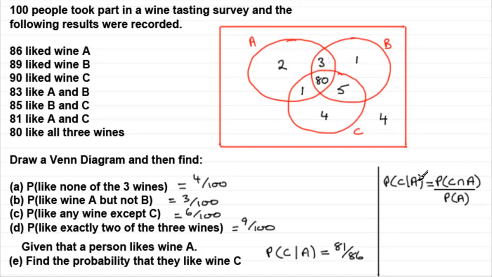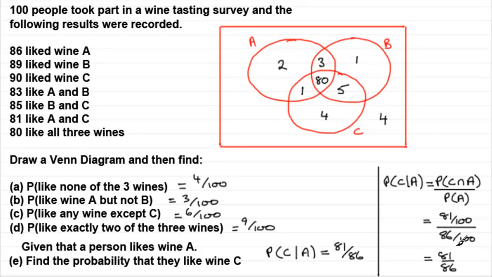And we know that the probability of both events occurring, C and A, has to be, where is it, C and A, that's these two here, okay, this overlap. It's 81 out of 100. You've got to be careful there, it's out of 100. So 81 out of 100, and that's divided by the probability of A. Probability of A, someone liking wine A, is in here, and if you add up those numbers, we know it comes to 86. So it'd be 86 out of 100. And if you work this out, you will find you get 81 out of 86.